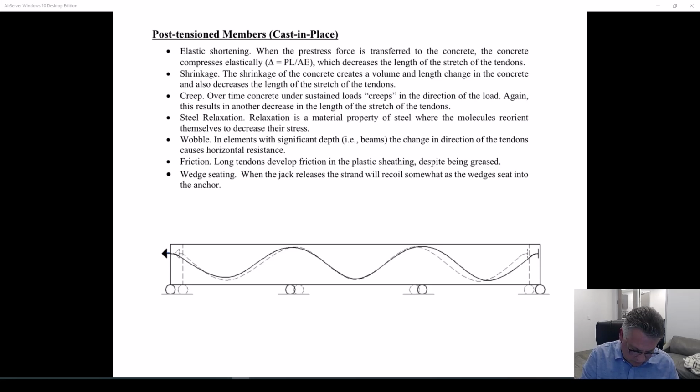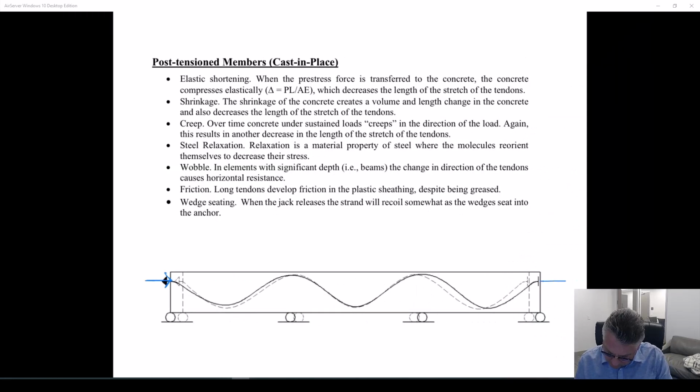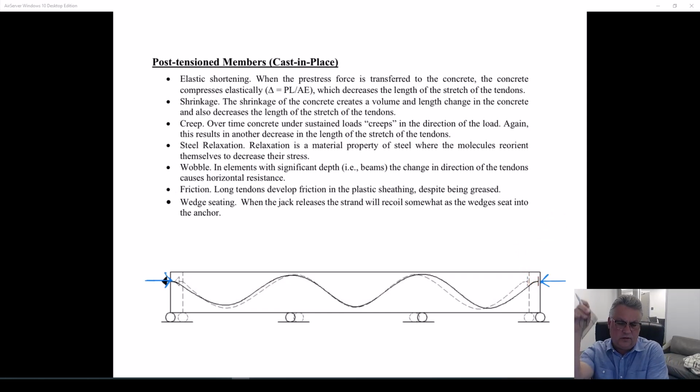I hope that's clear to you. We're stressing this end. This is a dead end anchor. It's not being stressed. It doesn't matter. The force is coming through the tendons. And there's a force here too. Now, if there were no losses whatsoever, the force at this point would be exactly equal to the force at this point. But there's two different things that happen. Sometimes there's a loss over this distance, and sometimes there's just a loss to the whole system. This elastic shortening is a loss to the entire system.